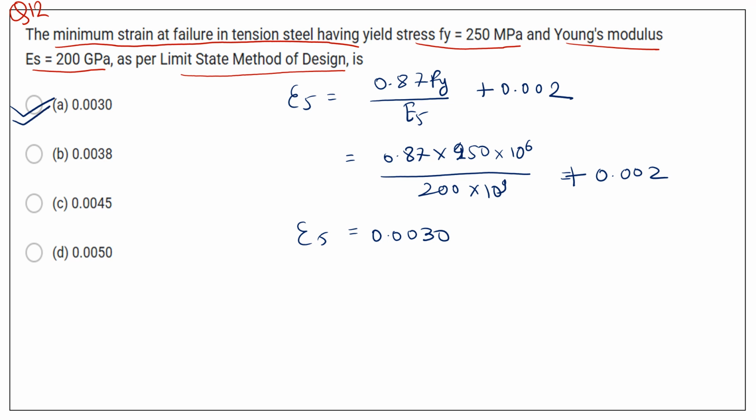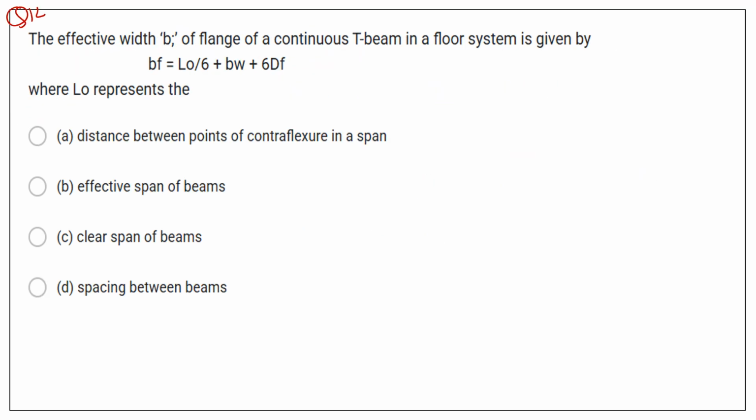The next question, question number 13. The effective width BF of the flange of a continuous T-beam in a floor system is given by BF equals L0 by 6 plus BW plus 6 DF, where L0 represents what? L0 is nothing but the distance between the points of contraflexure in the span. So your first option is correct.